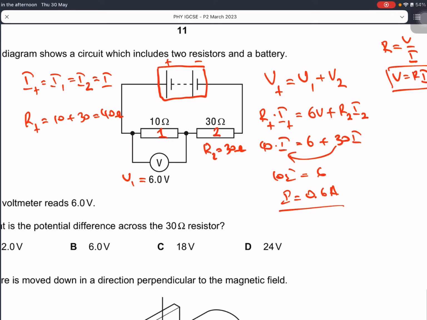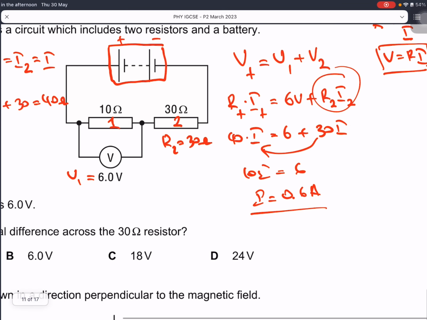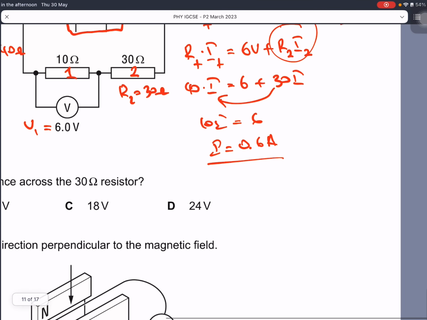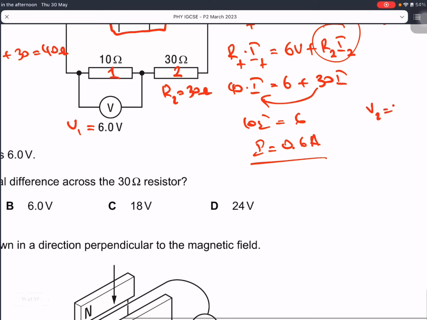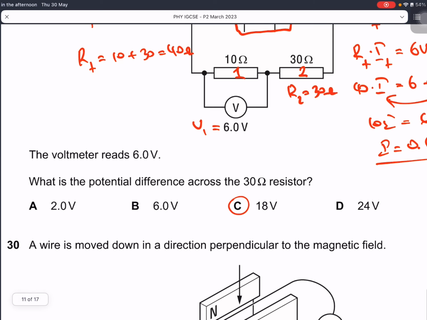But this is not the question. The question is, what is the potential difference, the voltage consumed, in the second component? So we will use this one definitely: V2 equals R2 I2. R2 is given as 30 ohms, the current is 0.6 ampere, always the same in series. Voltage equals 30 times 0.6, so 6 times 3, basically 18 volts. It is C. Nice.